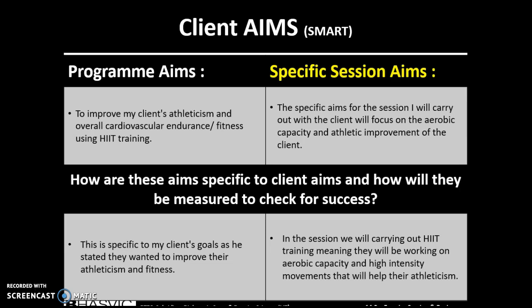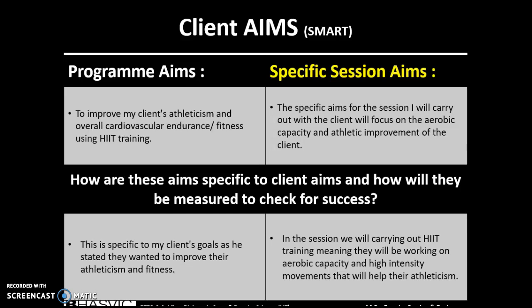So, specific session aims. The specific aims for the session I'll carry out with the client will focus on the aerobic capacity and athletic improvement of the client, using HIIT training. Below I've got how these aims are specific to client aims and how they will be measured to check for success.